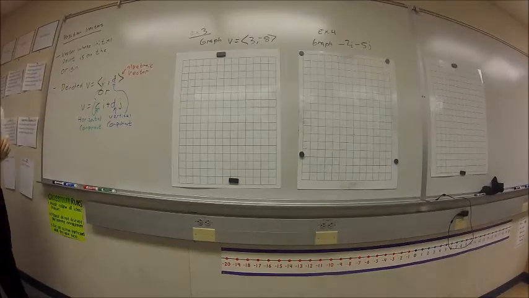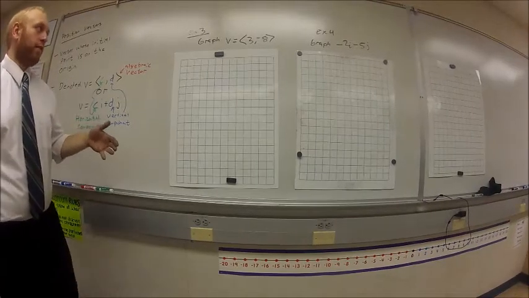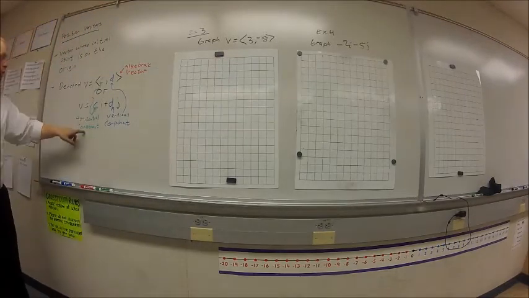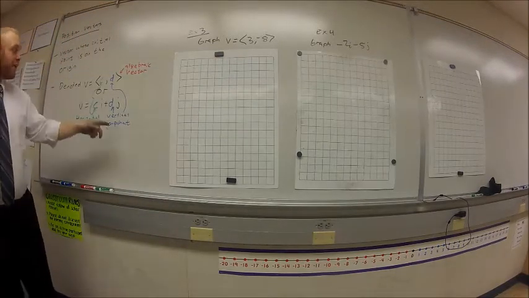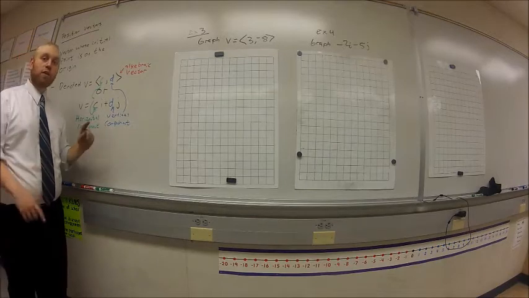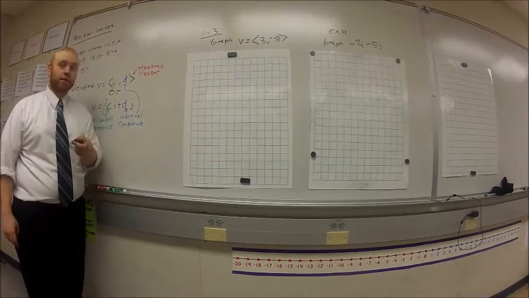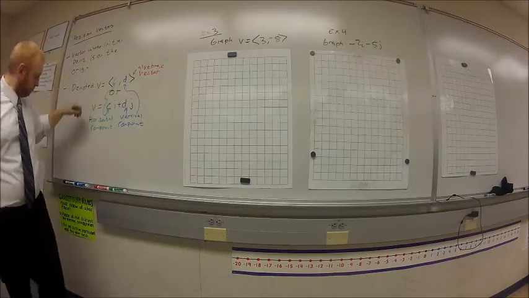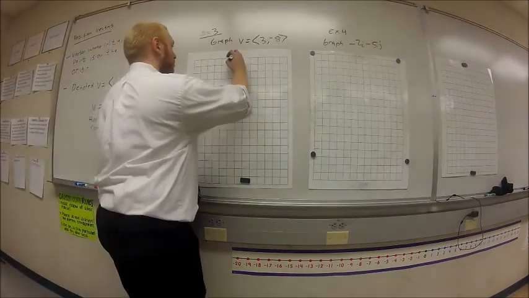Alright, so example 3. We want to graph the position vector of 3, negative 8. Well, remember, 3 is going to be the horizontal component, and negative 8 is going to be the vertical component. But there's one other catch. It's a position vector. So it needs to start at the origin.